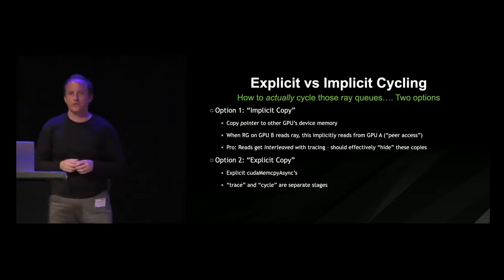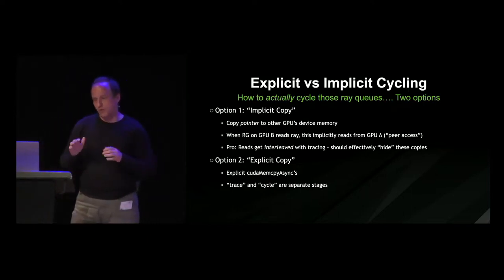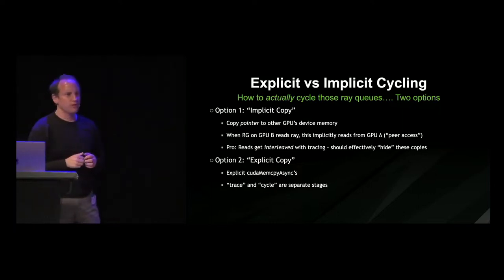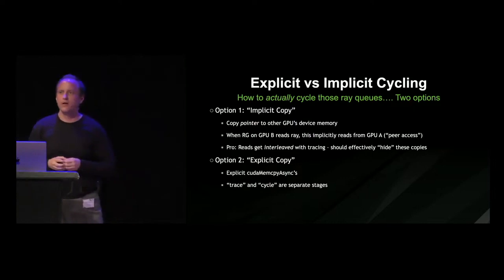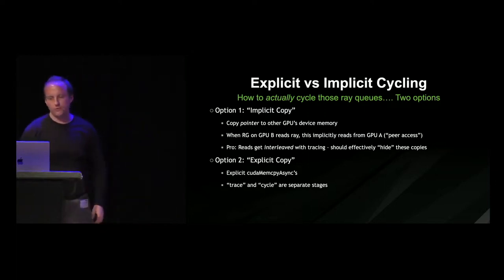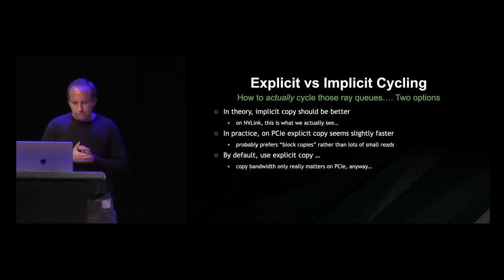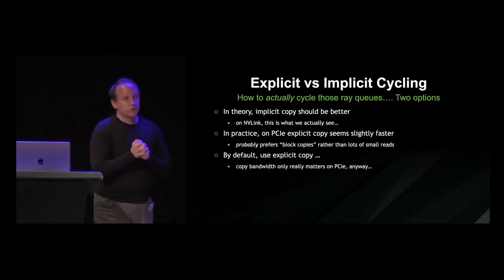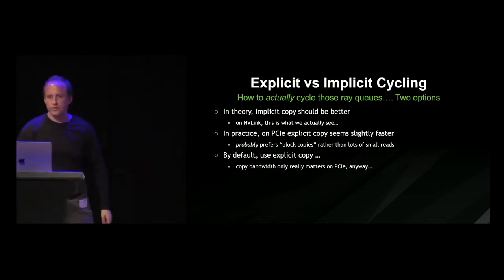And the alternative to this is explicit CUDA memory copies. We tested both of these. It turns out on PCI Express, where you're actually bandwidth limited, much more than on, for example, NVLink, the explicit copies did a little bit better, so we made this our default, also optimizing implicitly for PCI Express a little bit. So that much about how we cycle those ray queues.